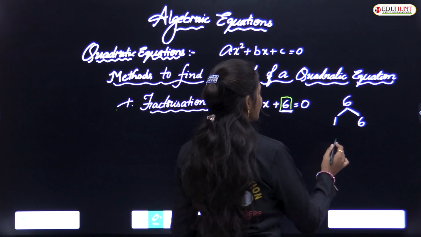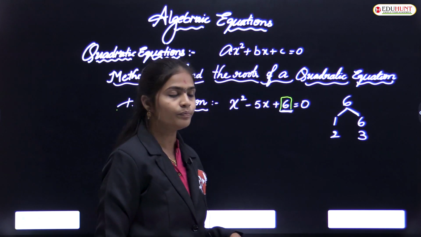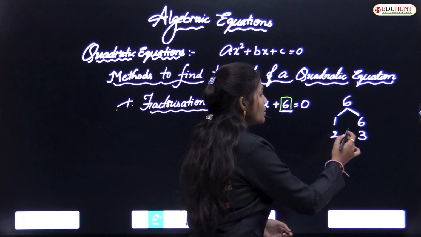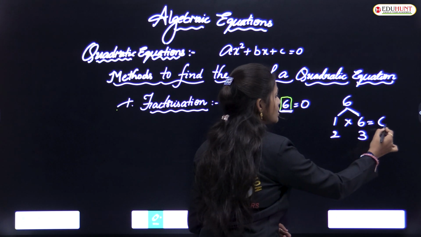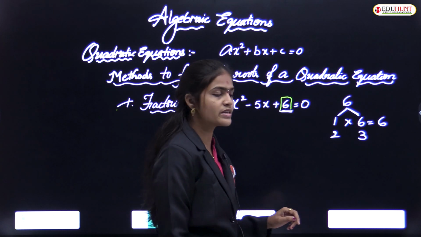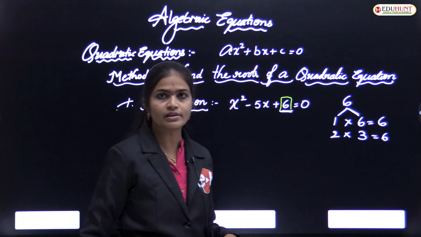1, 6 we can write. And in the same way 2, 3 also we can write. Yes or no? 1 is a factor of 6, 6 is a factor of 6. Next, its product 1 into 6 is equal to 6. Next, 2 is a factor of 6, 3 is also a factor of 6 and its product is equal to 6. 2 into 3 is equal to 6.